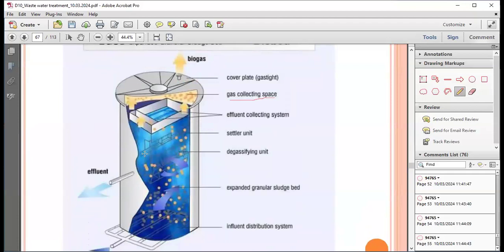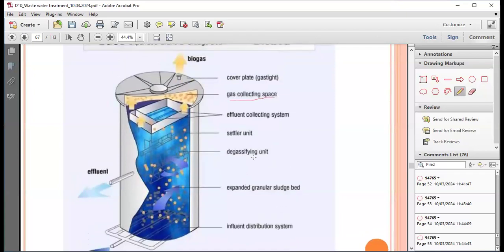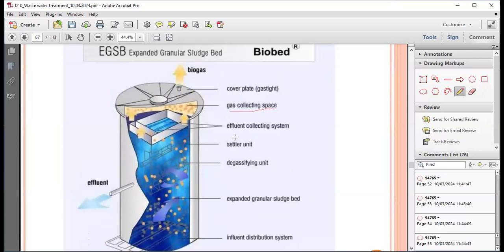These are the components: influent distribution system, expanded granular sludge bed, degasifying unit, central unit, effluent collecting system, gas collecting space, cover plate, right?